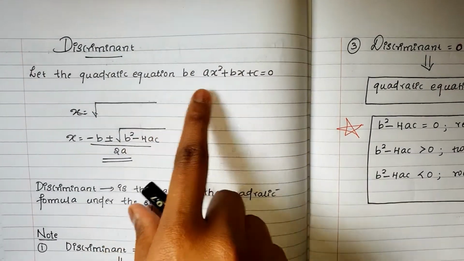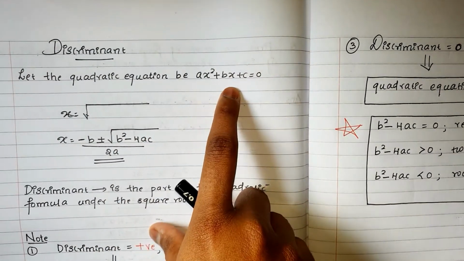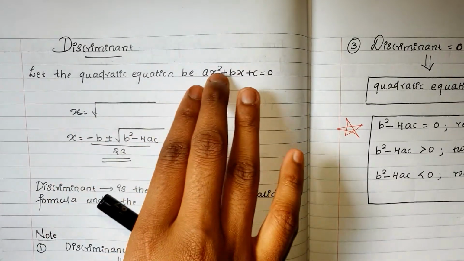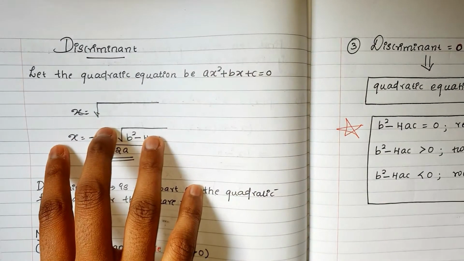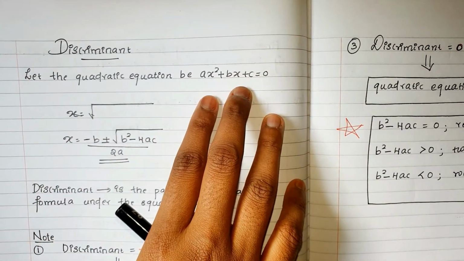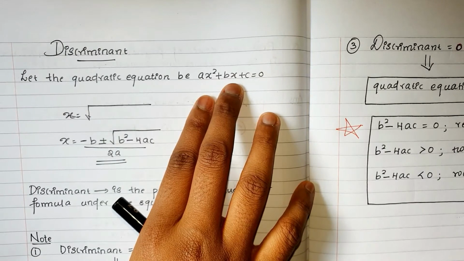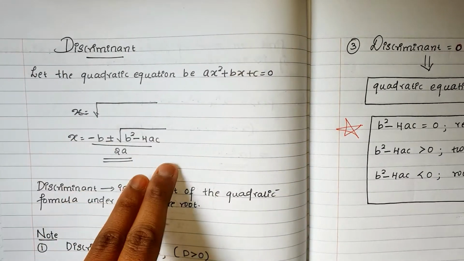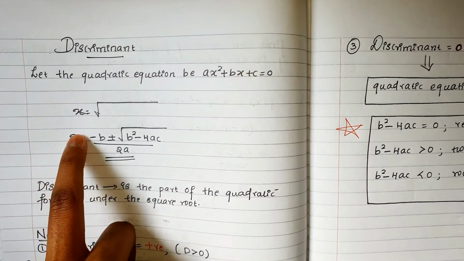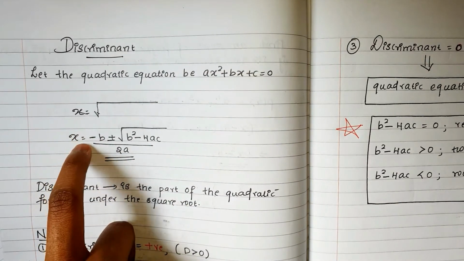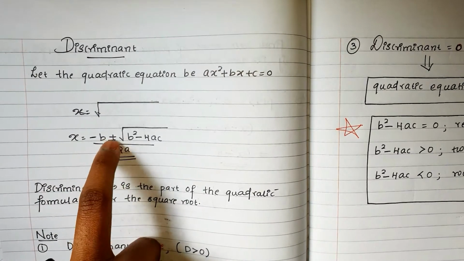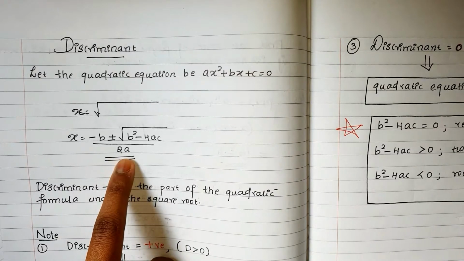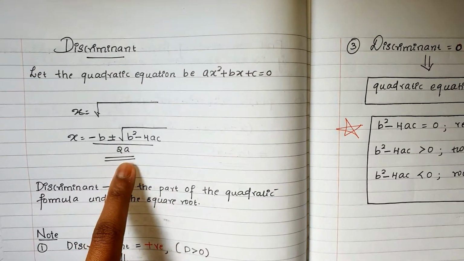For example, this is a quadratic equation: ax squared plus bx plus c is equal to 0. And how can we solve this quadratic equation? We have used the middle term splitting method for solving a quadratic equation or for finding the value of x. So this is another method for finding the value of x. That is, we can directly find the value of x. x is equal to minus b plus or minus root of b square minus 4ac, all divided by 2a.